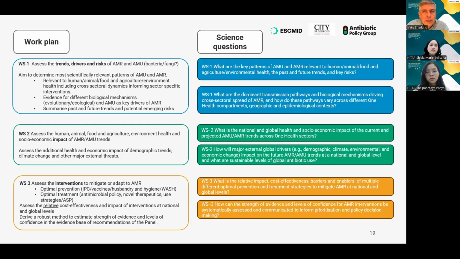And I think within this, as in other independent panels, like the climate panel, antimicrobial resistance and antimicrobial use are clearly integrated. But as in GLASS, for example, and in other organizations, the surveillance programs for antimicrobial use and for antimicrobial resistance, microbiology data and medicines use data, are structured slightly differently. So, what are the most scientifically relevant patterns across all the quadripartite sectors? What are the different biological mechanisms driving AMR, and what would the past and future trends be?